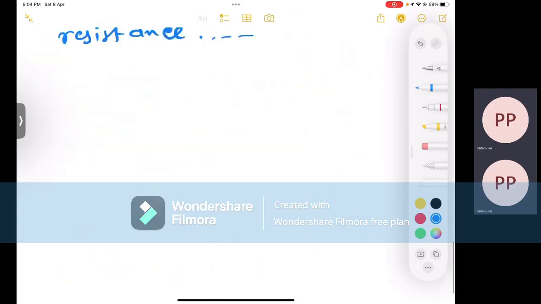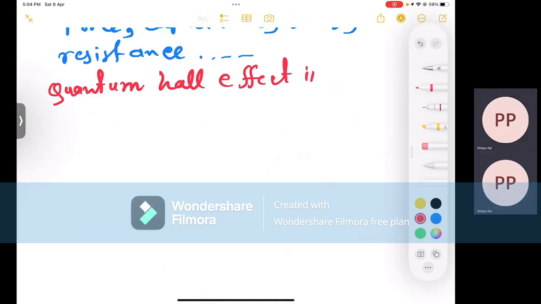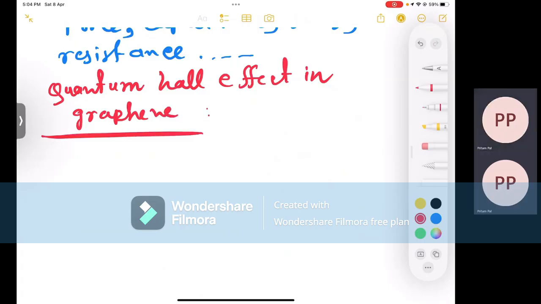And now I'll quickly discuss the quantum Hall effect in graphene. Okay, it's also another thing that will help you to solve some of the questions in the assignments which were recently given to you. Quantum Hall effect in graphene.